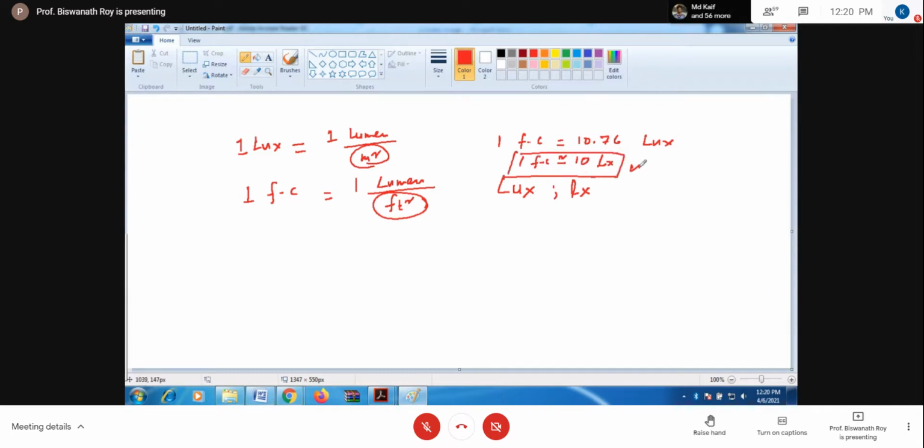In the US, the unit FC is very popular. They are not using the SI unit till now. They are following the non-SI units, like instead of liter they use gallon, instead of kilogram they use pound. Similarly, for distance they use foot and not meter. Here also they are using FC, not lux, right?